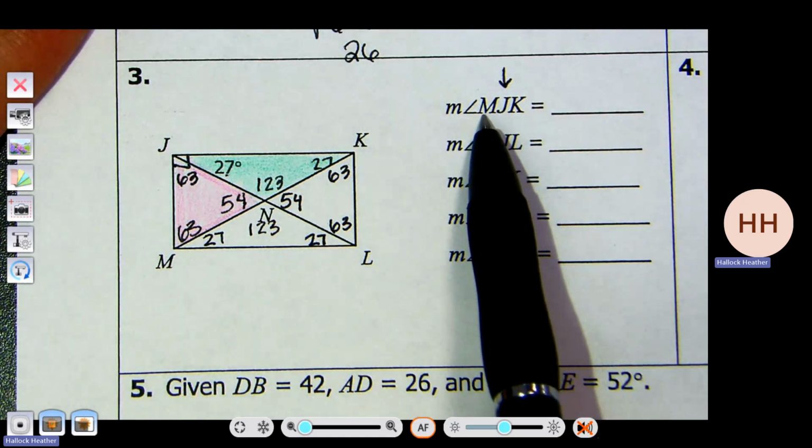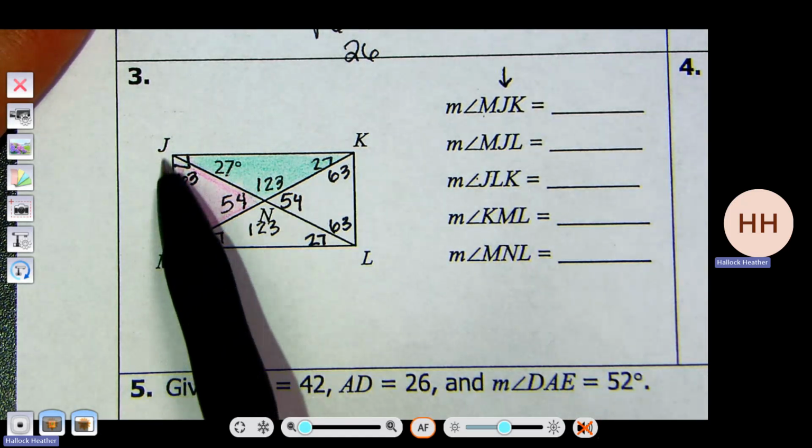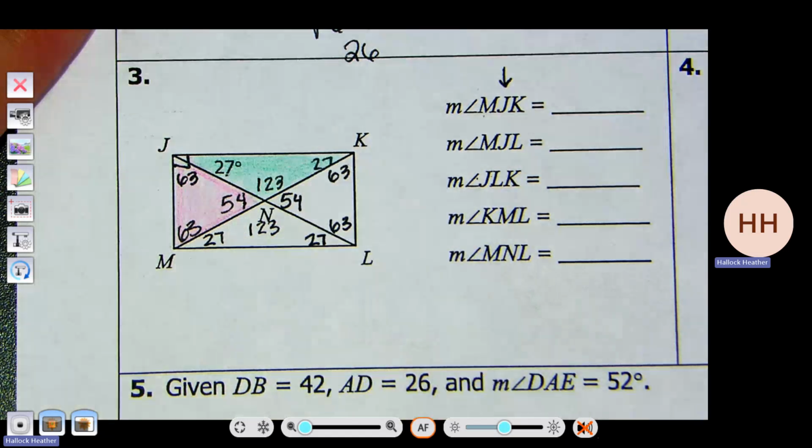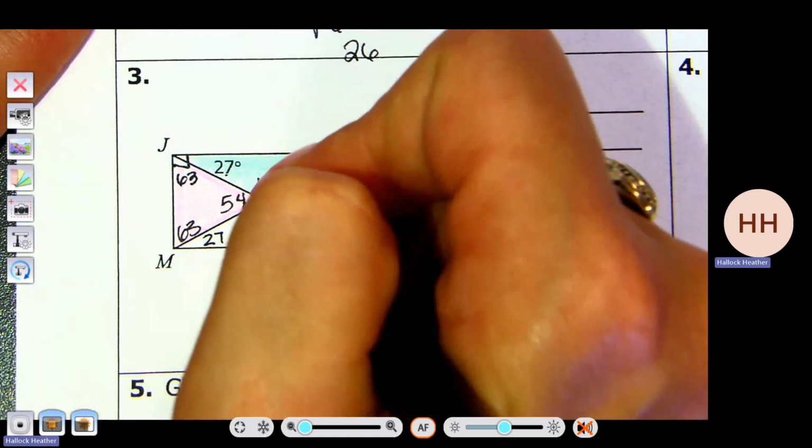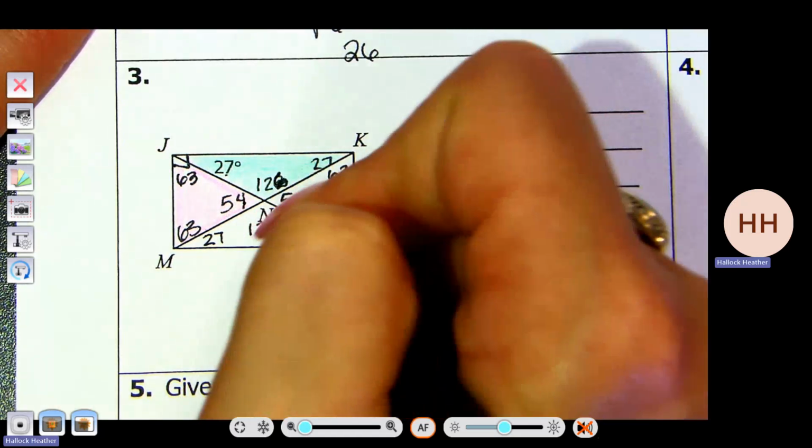So in this case, if I start at M, I go to J, and I end at K, how much total is that going to be? Is it 126? It is 126. Oh my God, it is 126. Nobody even said anything. Lena, you get extra credit.